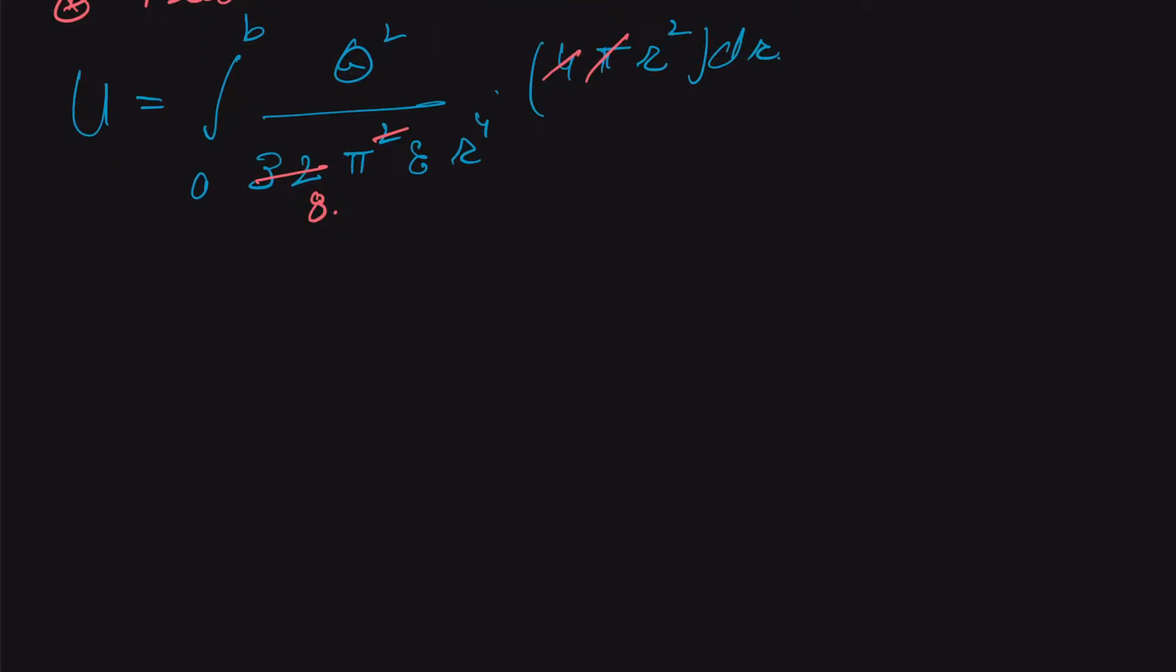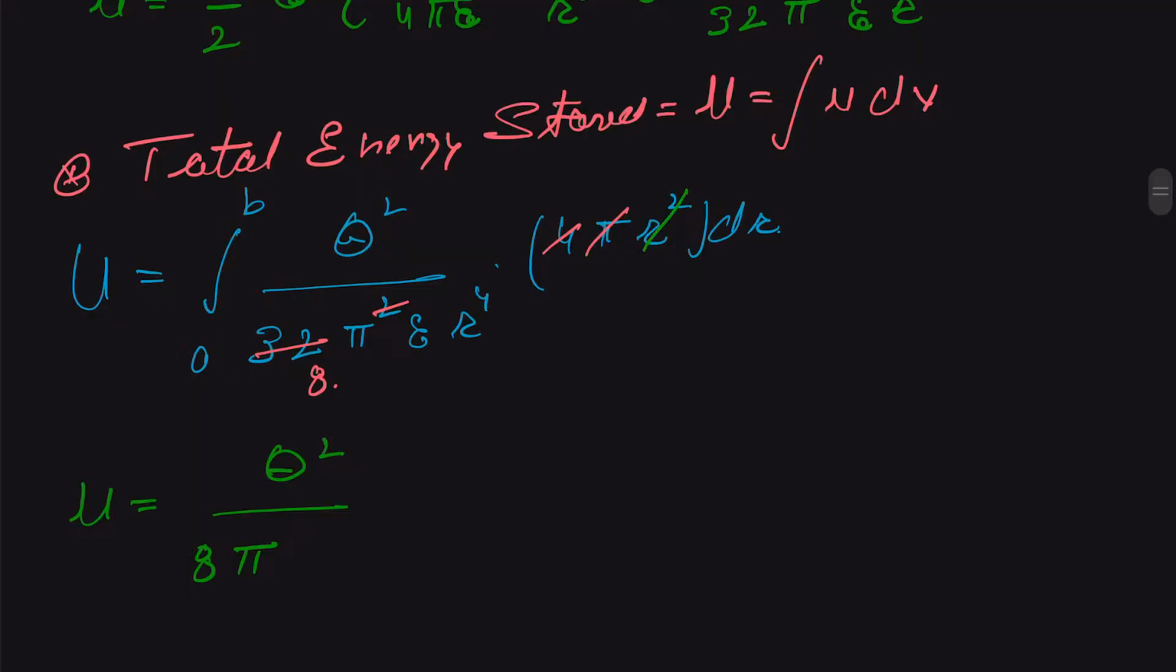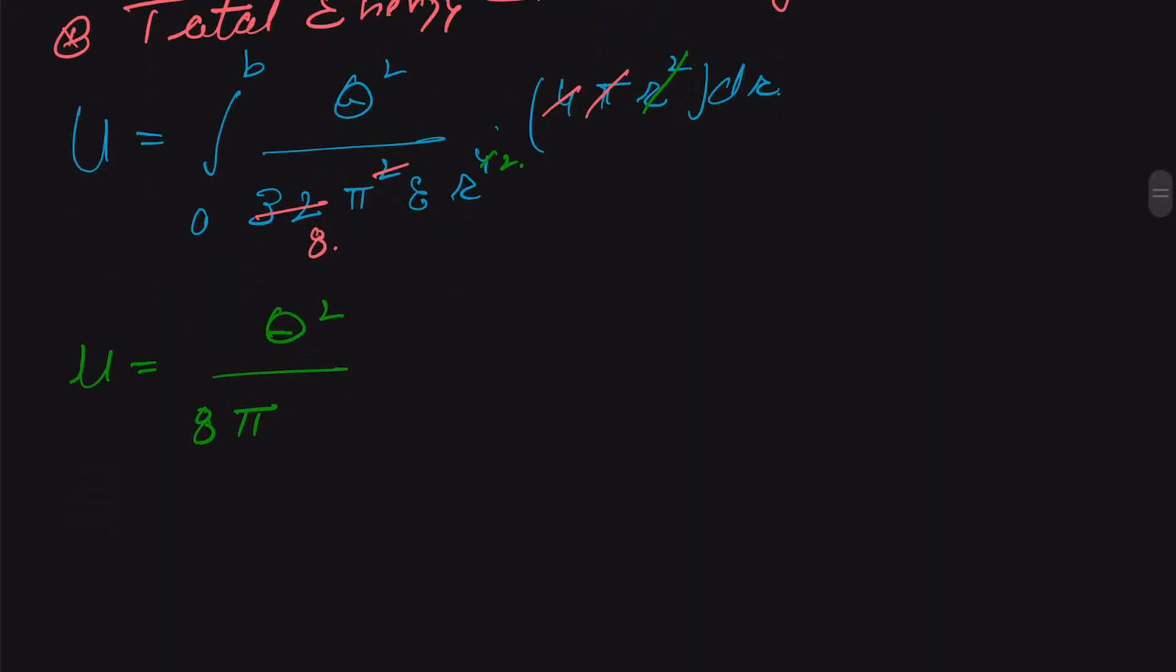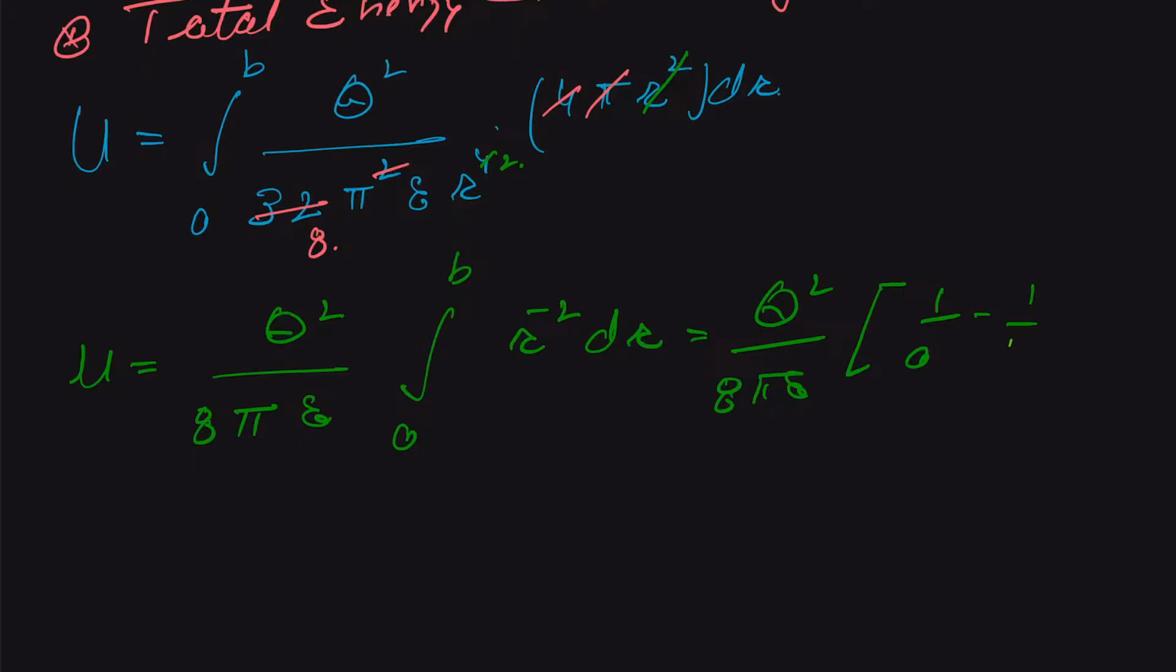So we get that U is equal to Q square over 8 pi, and this also cancels, and we have 8 epsilon naught, from A to B, r raised to the power minus 2 dr, and this is quite simple. So we get Q square upon 8 pi epsilon naught times 1 upon A minus 1 upon B. Okay, so this is the total energy stored inside the shell. Next question.